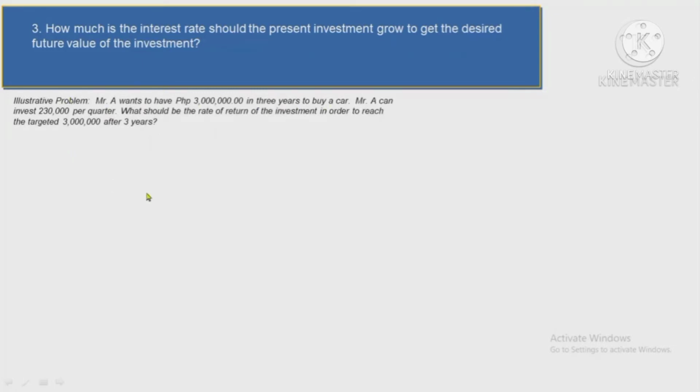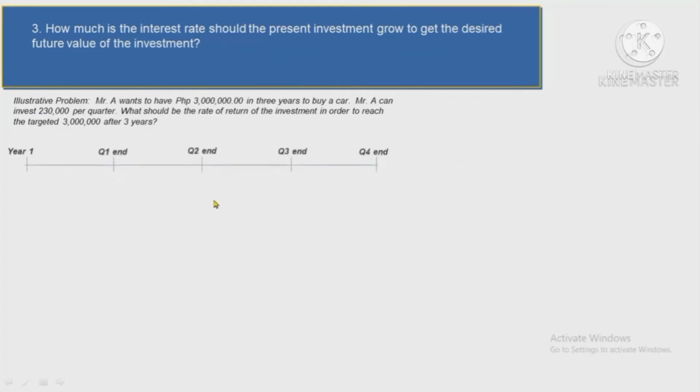So all of the problems in this video lecture are quite similar. So A can invest 230,000 per quarter. What should be the rate of return of the investment in order to reach the targeted 3 million after 3 years? Let us have the timeline analysis. However, let me tell you in advance that the missing rate can't be found using the timeline. But we are still going to have the timeline to illustrate the pattern of your investments.